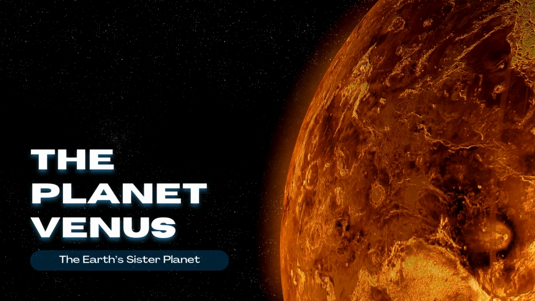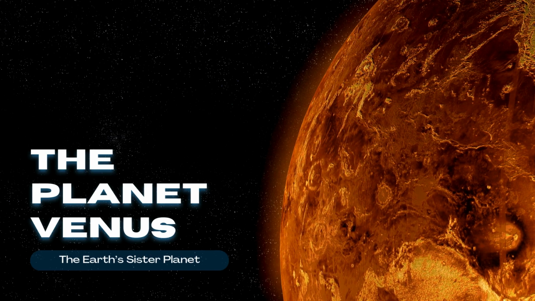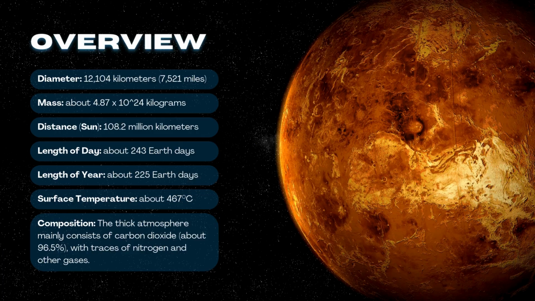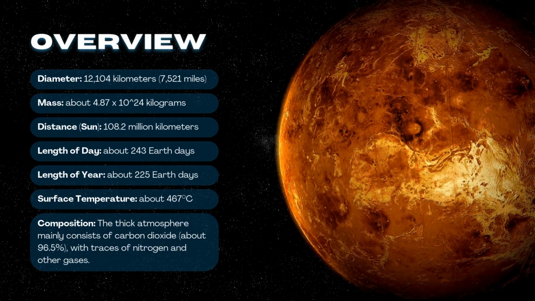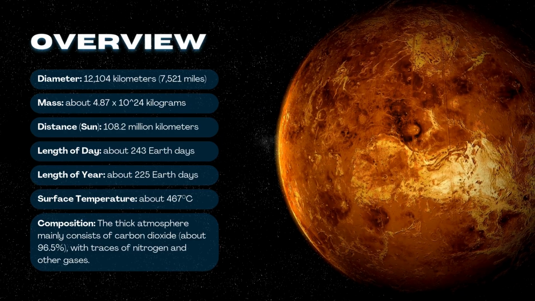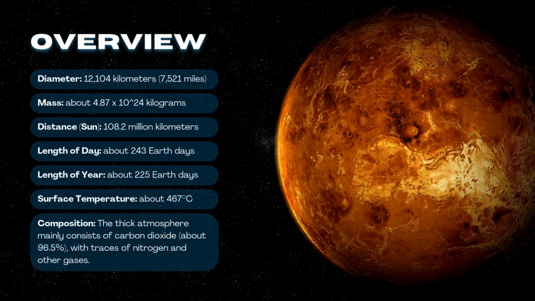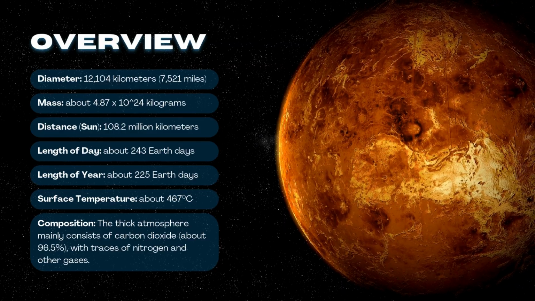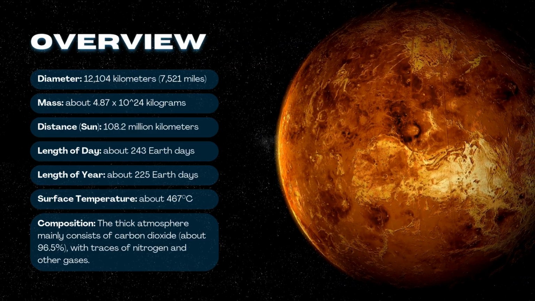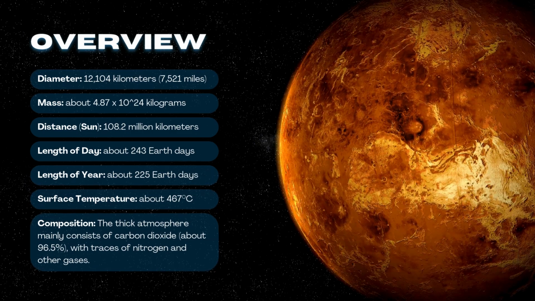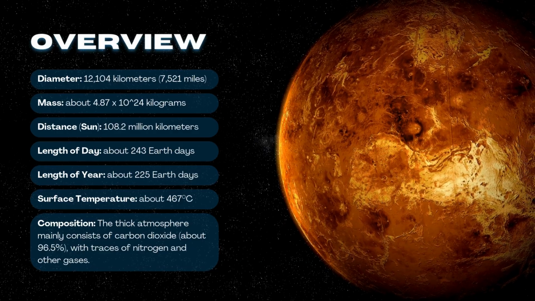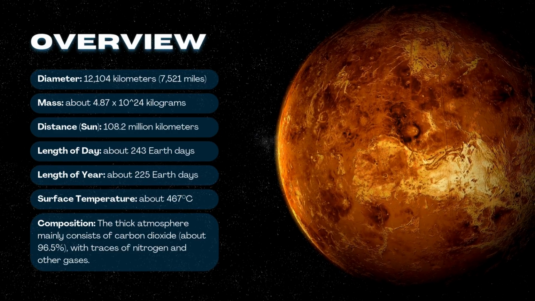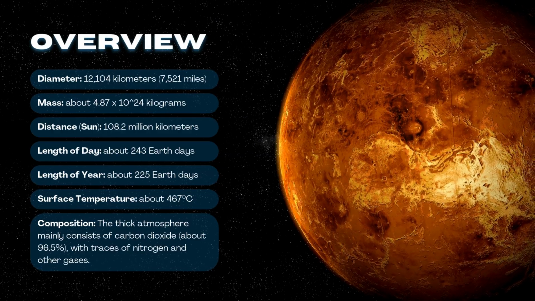The planet Venus. The Earth's sister planet. Overview. Diameter, 12,104 kilometers, 7,521 miles. Mass, about 4.87 × 10^24 kilograms. Distance, Sun, 108.2 million kilometers. Length of day, about 243 Earth days. Length of year, about 225 Earth days. Surface temperature, about 467 degrees Celsius.